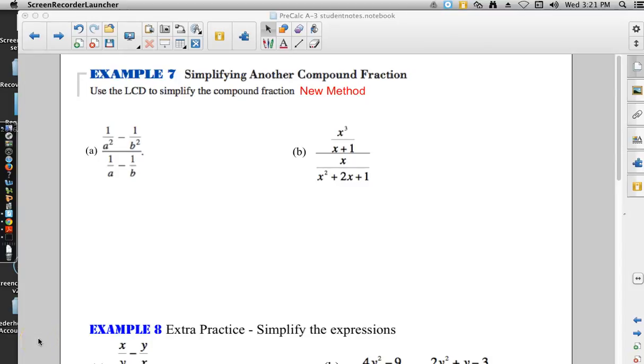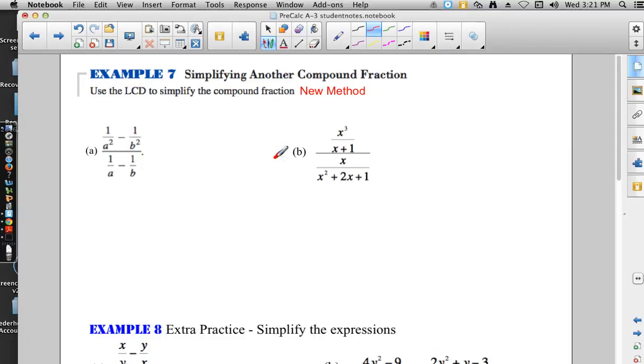And this is pre-calculus, the lesson for the second day of section A3. So A3 day 2. And let's see what we've got going on here. It says simplifying another compound fraction, use the LCD to simplify the compound fraction and use the new method. Now I'd stopped with A here, and we want to give B a try. So let's see what's going on with B.